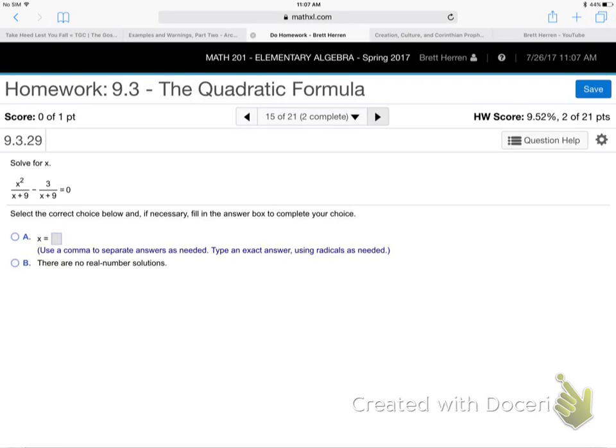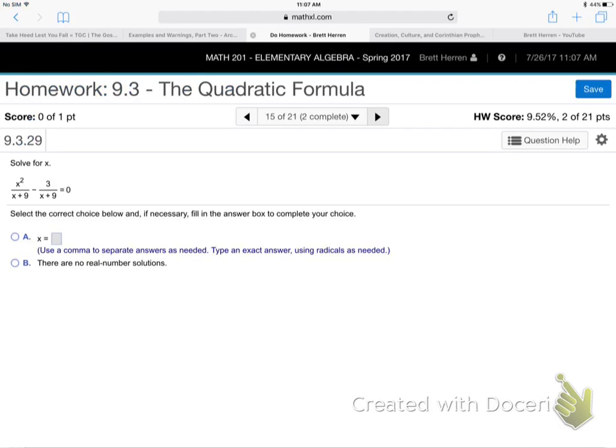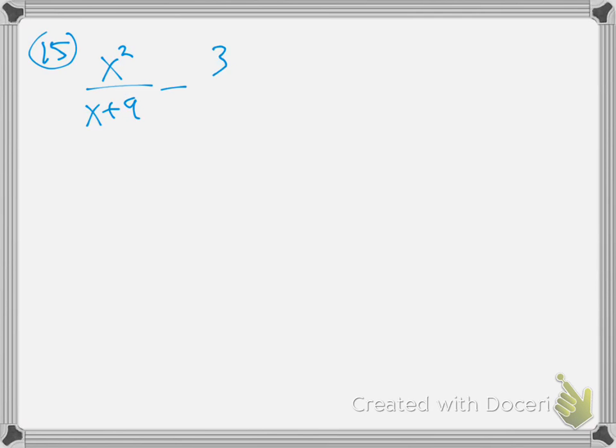So here, I'm going to actually read. There's no room. I don't like when they rattle. All right. So x squared, this is number 15. X squared over x plus 9, minus 3 over x plus 9, equals 0. Okay. Try that one.